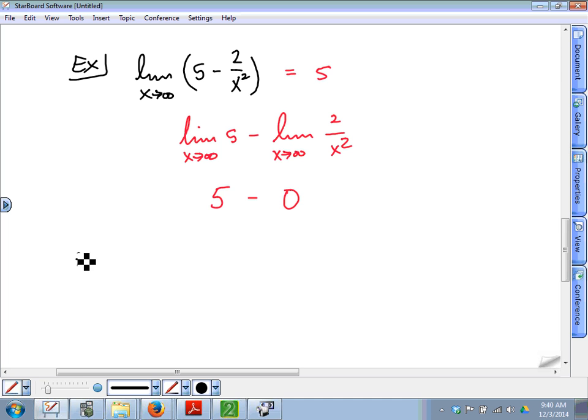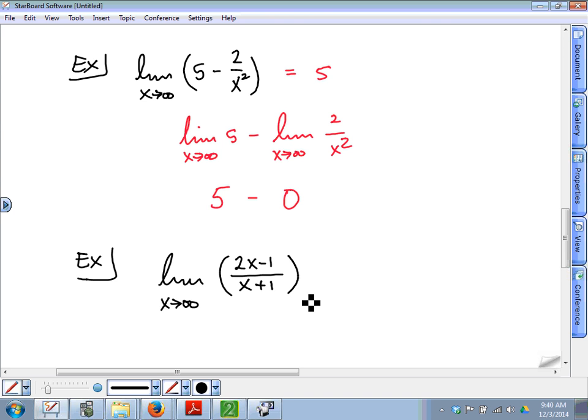Here's another one. The limit as x approaches infinity of 2x minus 1 over x plus 1. Quotient rule? Yeah, if we're doing derivatives, maybe. That's actually exactly what I thought, but no.